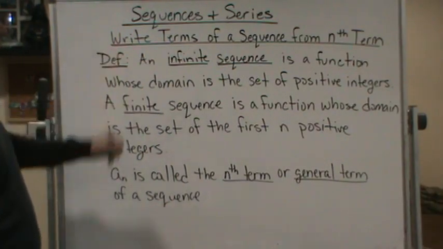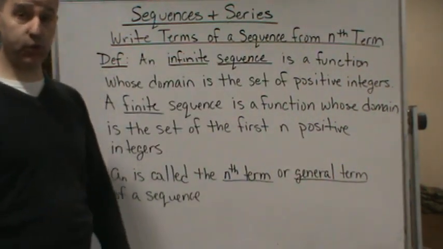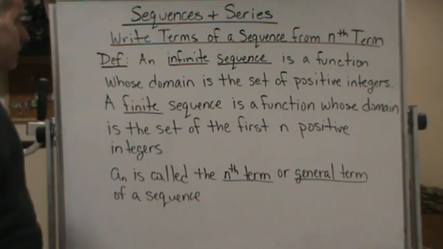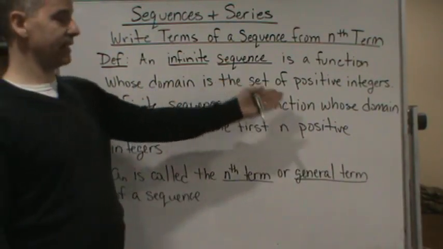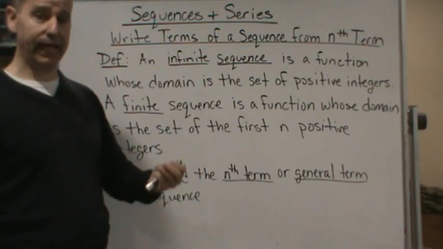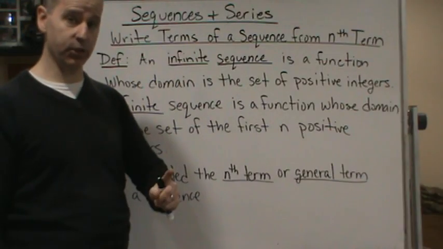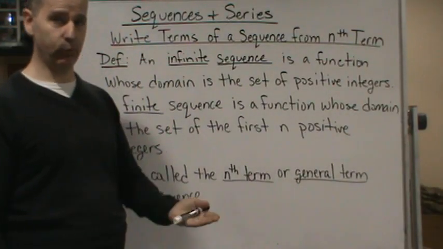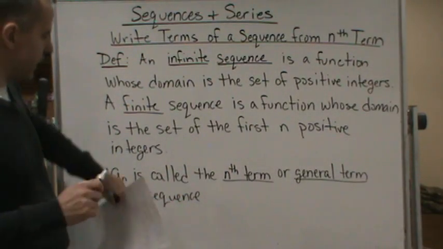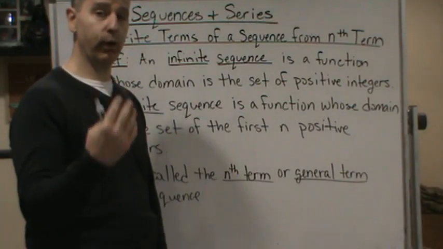So first thing we're going to do is talk about writing the terms of a sequence using the nth term of a sequence. So the definition of an infinite sequence is a function whose domain is a set of positive integers. That's it. Okay, so you have a function whose domain is the set of all positive integers. That is a sequence.